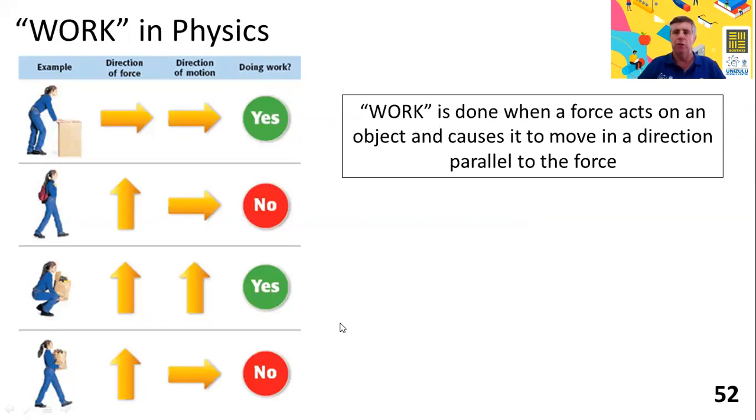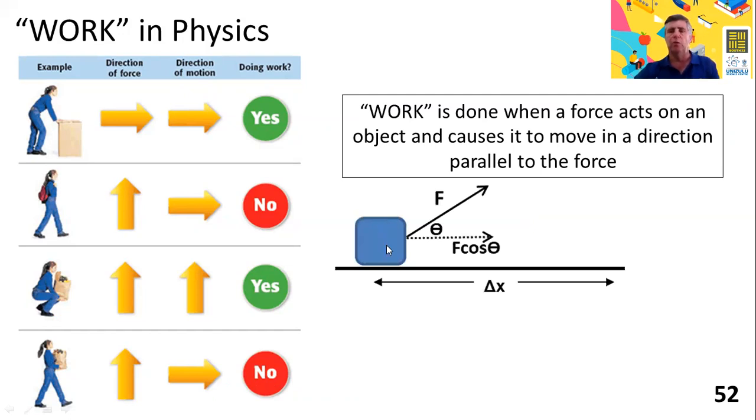So we have this definition: work is done when a force acts on an object and causes it to move in a direction parallel to the force. And that movement is very important. By just holding something up, you're not doing work on it. So we draw a diagram like this, and if the force is not exactly parallel to the displacement, that's fine. We write it as work equals F delta x cos theta, where theta is the angle between the direction of the force and the direction of the displacement.